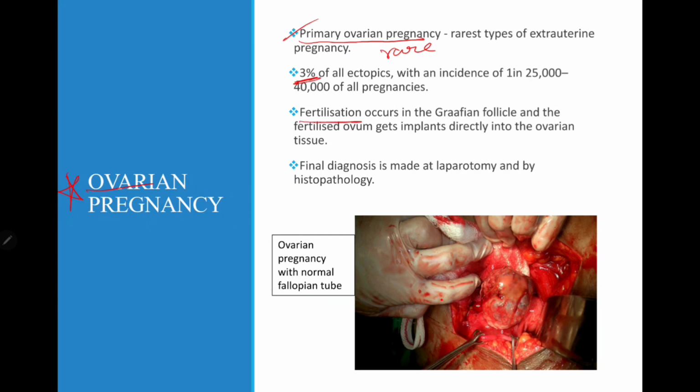Fertilization occurs in the Graafian follicle, and the fertilized ovum gets implanted directly into the ovarian tissue. The final diagnosis is made at laparotomy as well as by histopathology. In this figure you can see ovarian pregnancy with a normal fallopian tube.